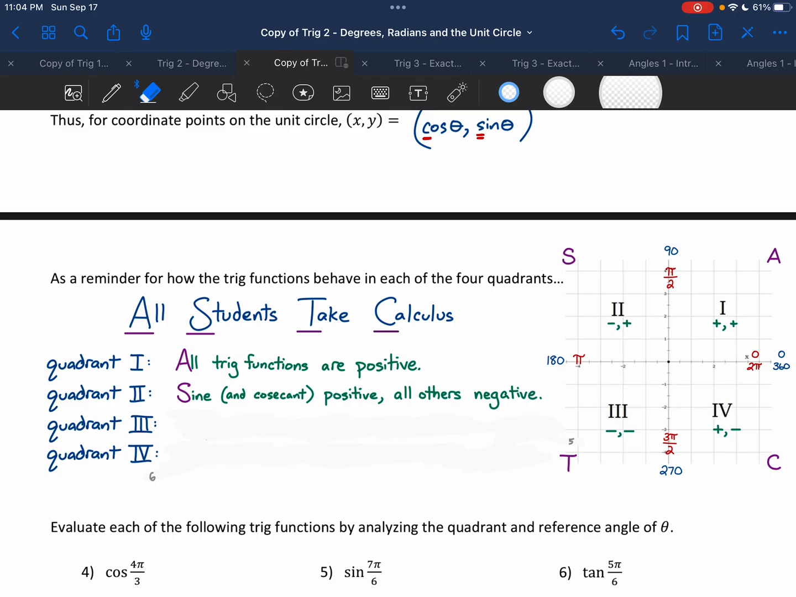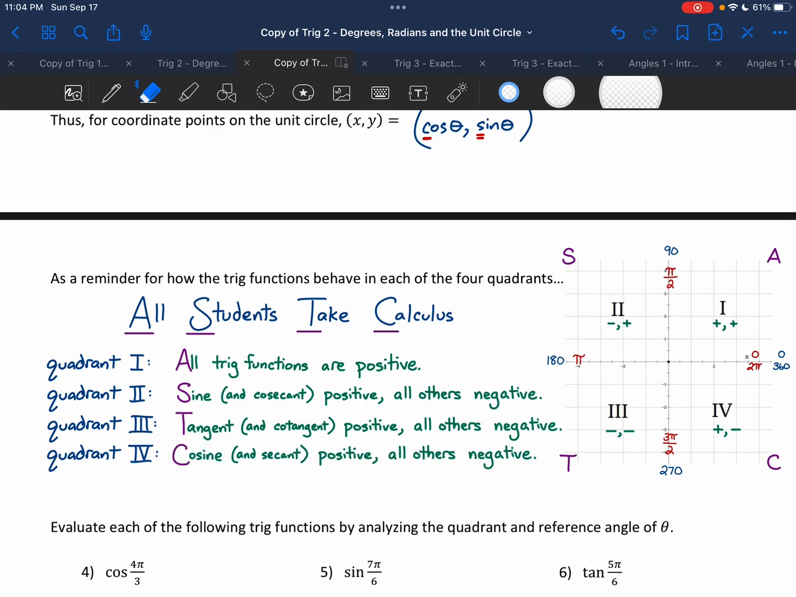Two of your functions are positive, the other 4 are not. And of course, to give away the rest, All Students Take Calculus: we're talking about tangent, the only trig function that begins with a T, luckily, but cotangent would be positive there as well. Quadrant 4, the leftovers, so cosine and secant are positive, all the others would be negative.